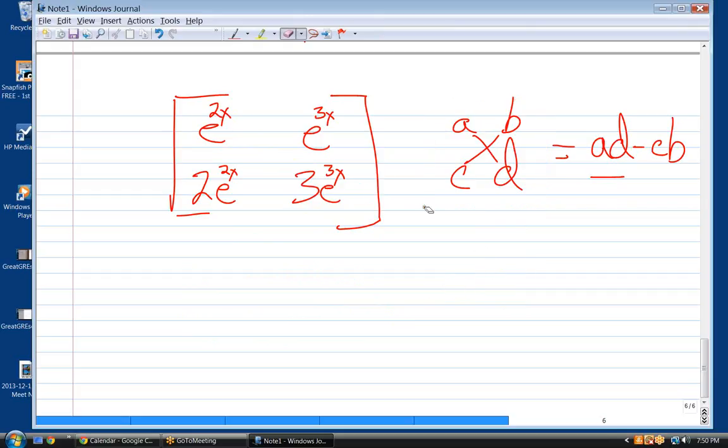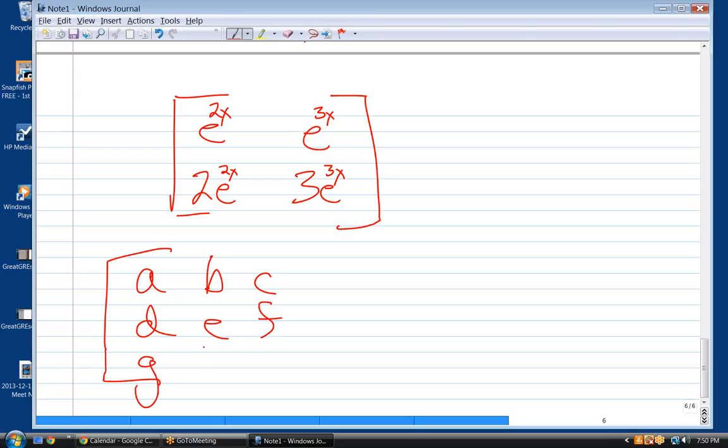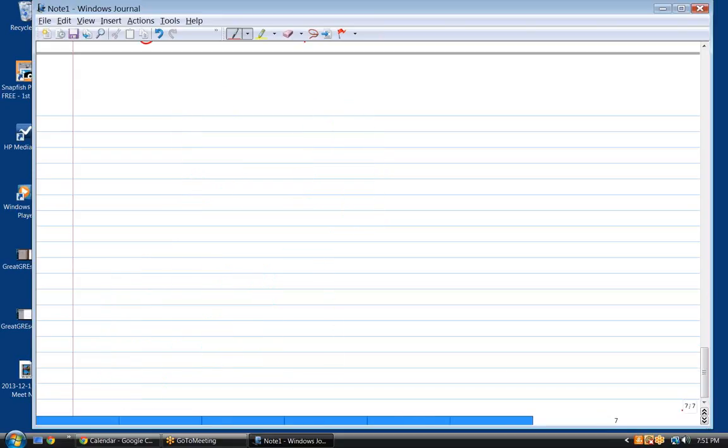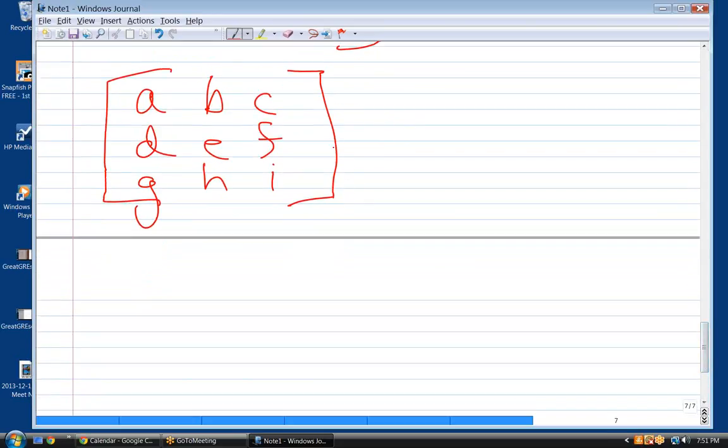Have you had to do 3 by 3s yet? Yeah. Want to go through that? Sure. A couple of methods for doing this. The one I like the best is to create 2 more ghost columns. The first 2 columns repeat.